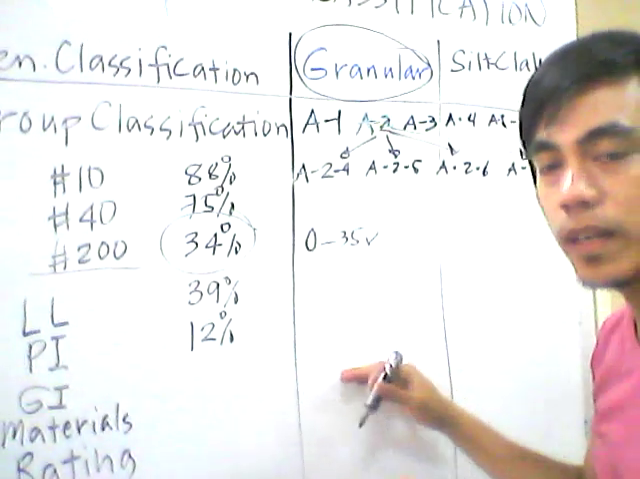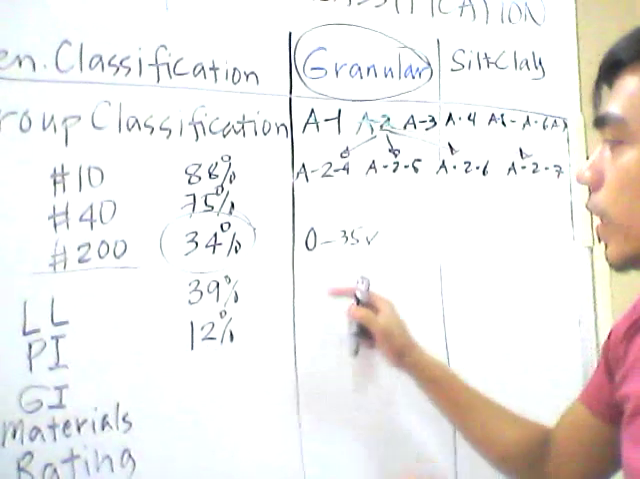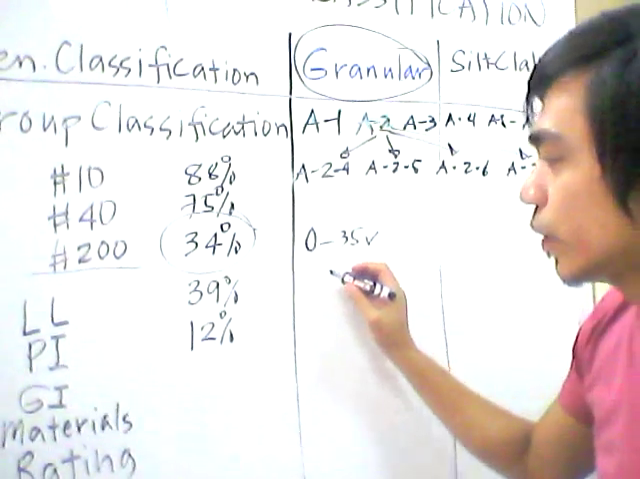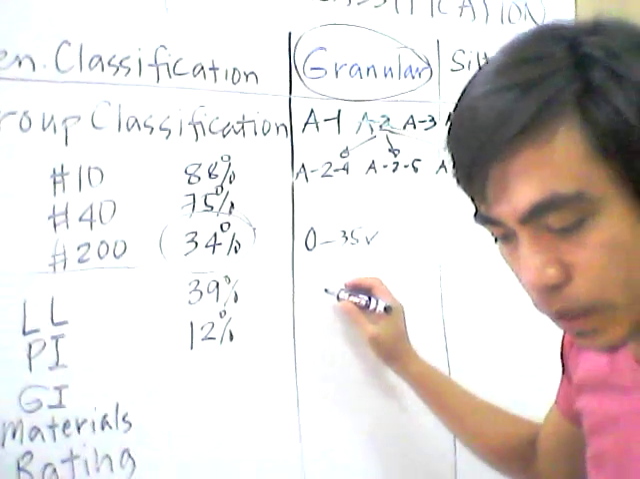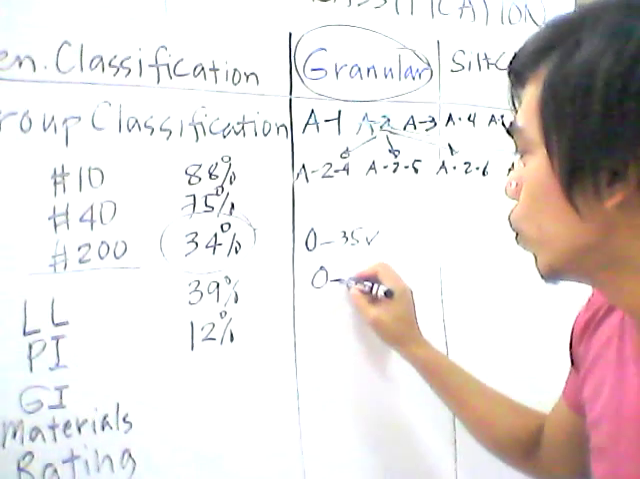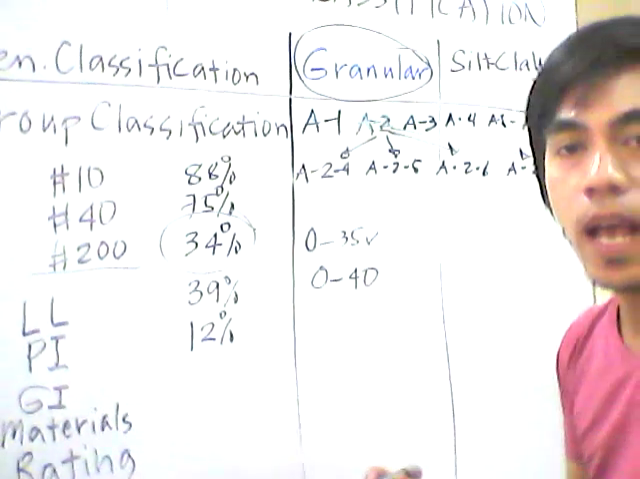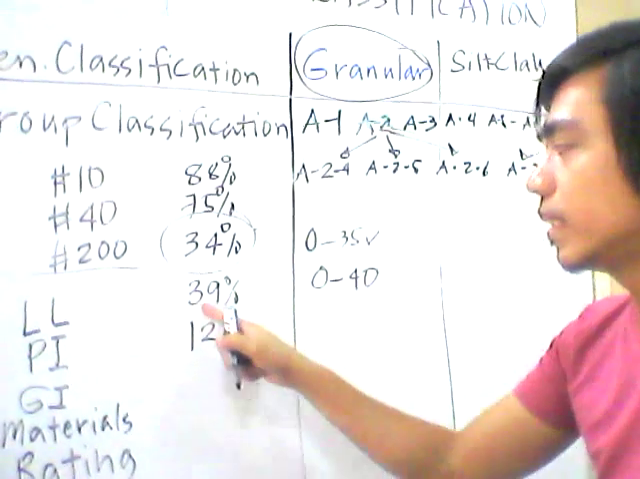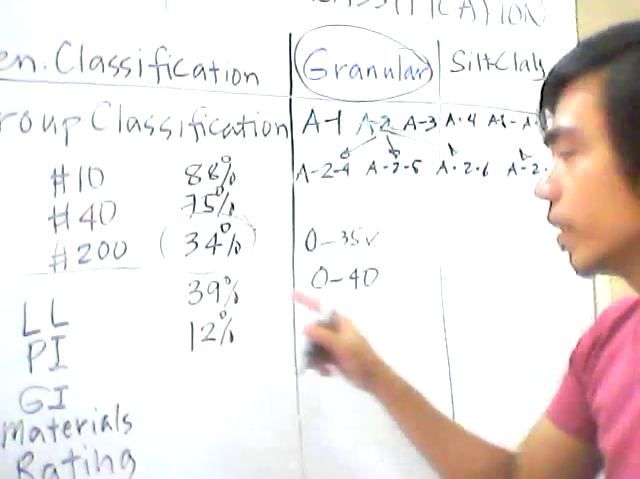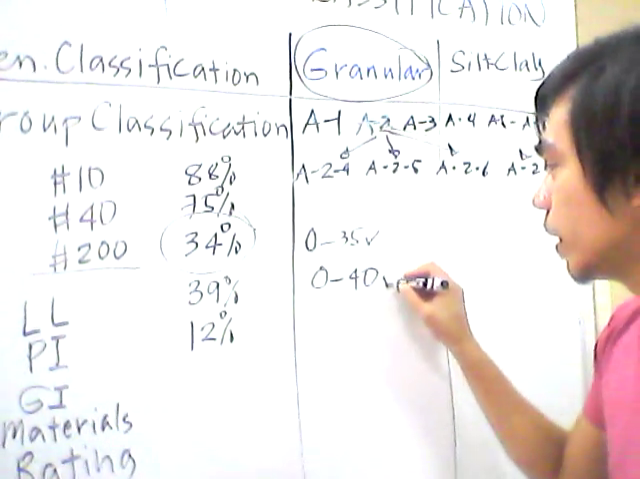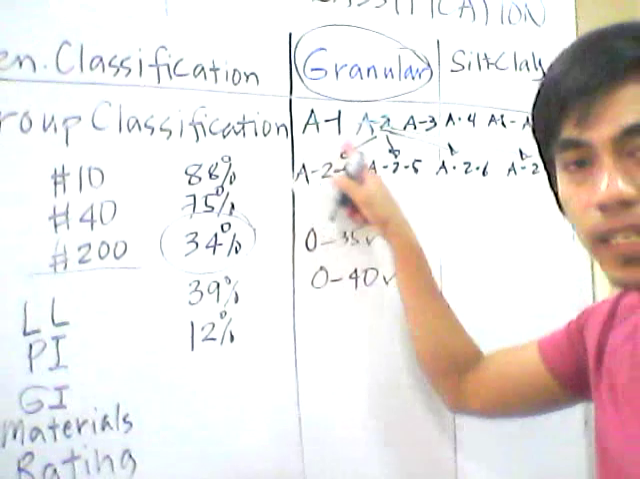Going down farther, let's check the liquid limit. The AASHTO requires us to have a liquid limit of 0 to 40. Our data is 39% liquid limit. Therefore, 0 to 40 is satisfied under A-2-4.